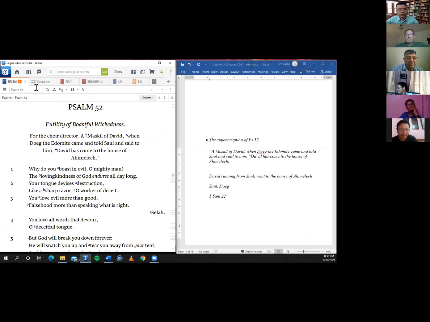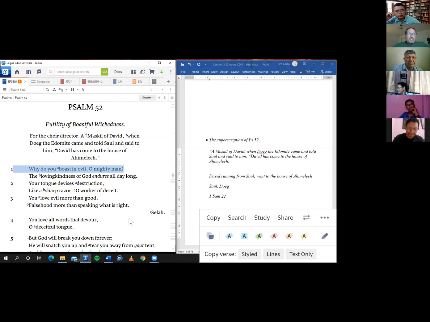So again, Psalm 52 connects us to a specific event. And we know exactly the background. So when he's speaking here, "Why do you boast in evil, O mighty man?" Who is he speaking about? Right? We have either Doeg or Saul. Those are our two. We know it's one of those two guys.